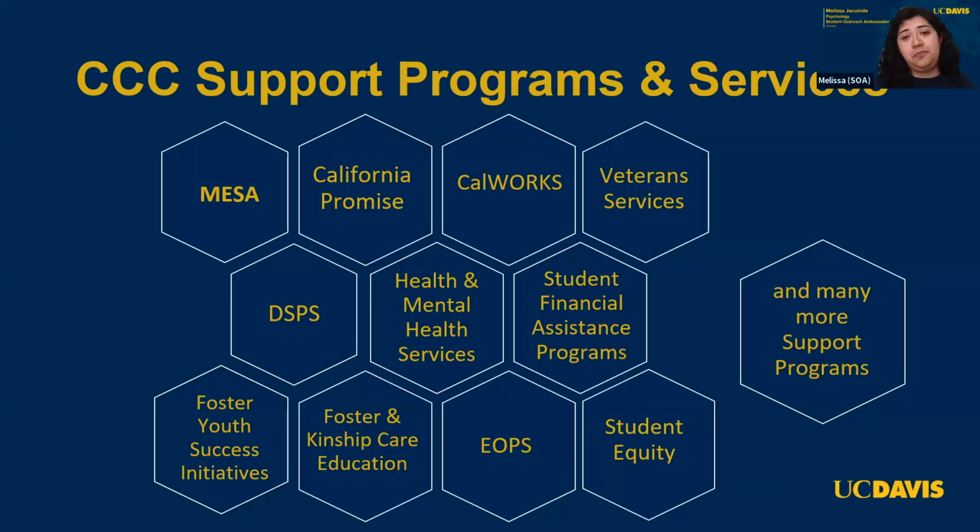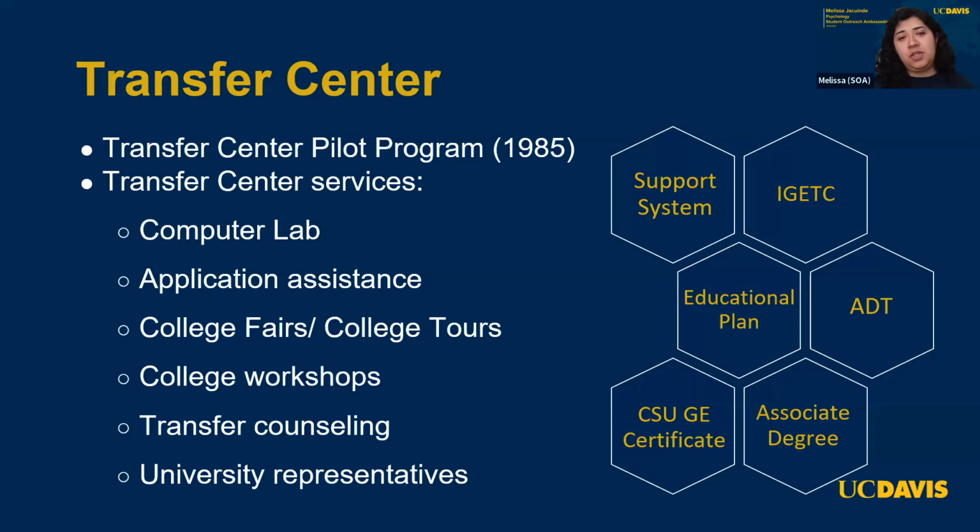We'll transition to the Transfer Center. This is another resource that you should take advantage of, because I'm assuming all of you are transfer students. The Transfer Center started as a pilot program in 1985. It was initiated to improve transfer success and accessibility to UCs, CSUs, and independent colleges statewide. The focus was historically on underrepresented students, but at first these services were only initiated in 23 community colleges. But fast forward to now, all California community colleges have a transfer center, and they assist students with all transfer-related questions. They have computer labs, they have assistance for students during the application cycle, college fairs, tours, workshops, things like that. And on top of that, the Transfer Center provides counseling.